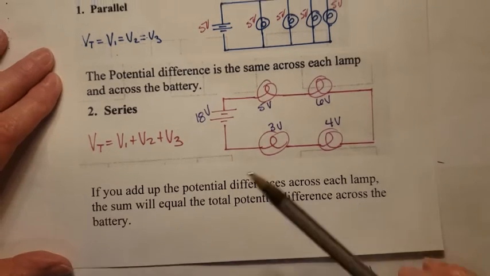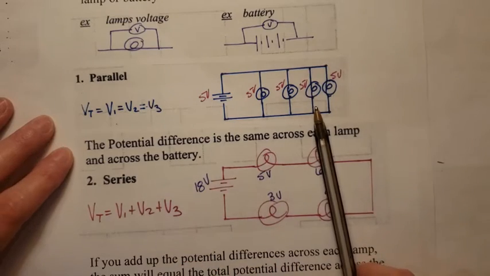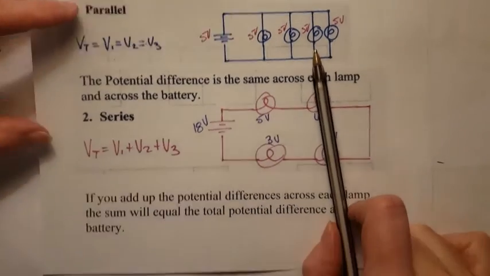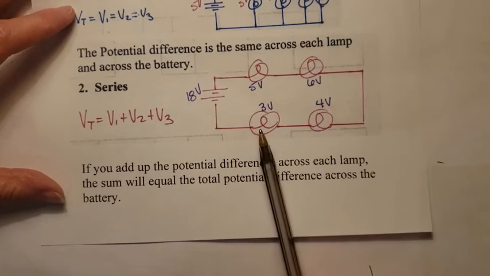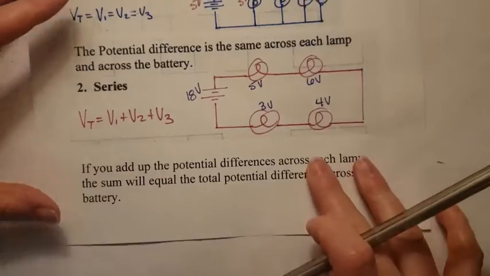So the two main rules: in parallel, voltage is the same. It doesn't matter if you have 2 of them or 222, they'll all be the same. In series, the battery is equal to the sum of all the individual parts, so you have to add up all these individual ones. And there is a page I want you to try.